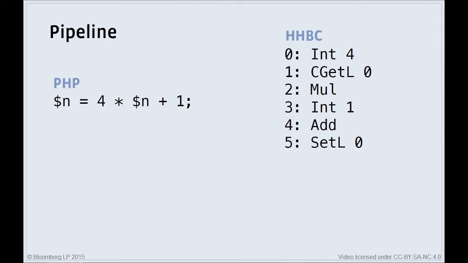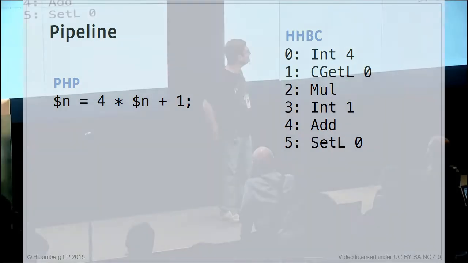Then we have the Mul instruction, which, as you can probably figure out, stands for multiply. This is going to pop off the two top items on the stack, which are going to be this Int 4 and the local $n, multiply them together, and push the result back on the stack. So now on the top of the stack, we have 4 times n. We're going to execute the Int 1 instruction, which pushes the integer 1, and then as you expect, the Add instruction will add 4n plus 1 and push that back onto the stack. And then finally, instruction 5, we have SetL0. You can probably figure out that stands for set local 0. It pops the top element off the stack, which is 4n plus 1, writes that back into $n, and now we've finished compiling this line of code.